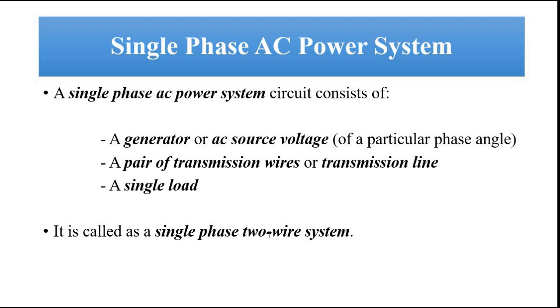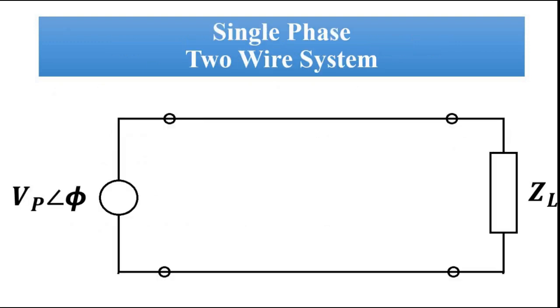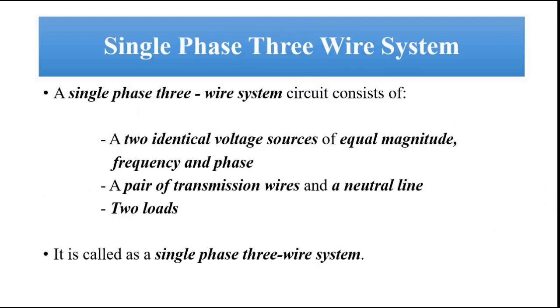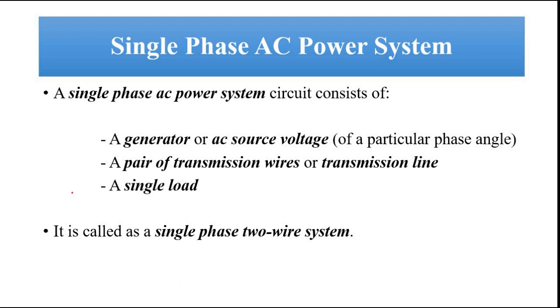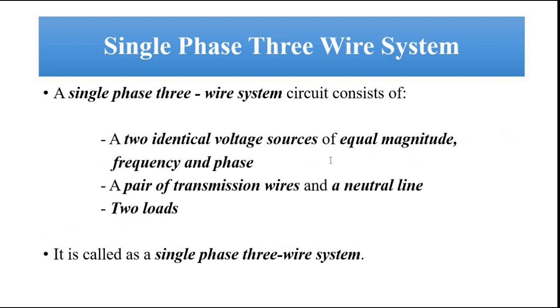It is also called a single phase two-wire system because there are two wires here, one is this and one is this. Single phase because a single voltage source of one phase, particular phase angle, and one load depending upon requirement, resistive, inductive or capacitive. Then we have a single phase three-wire system. So this is which we discussed, it is a single phase two-wire system. This one is a single phase three-wire system.